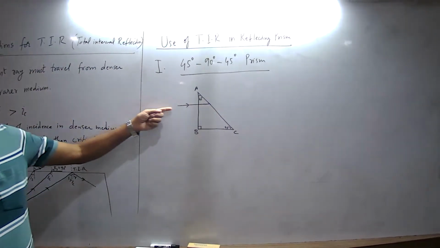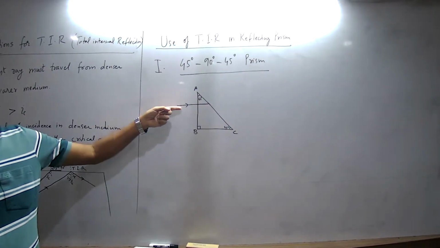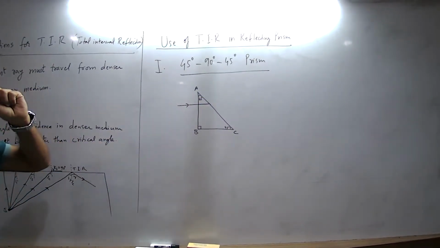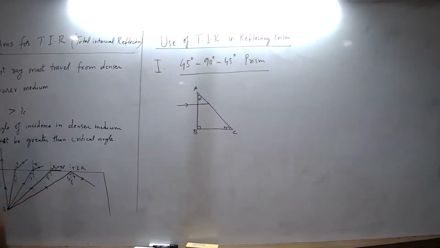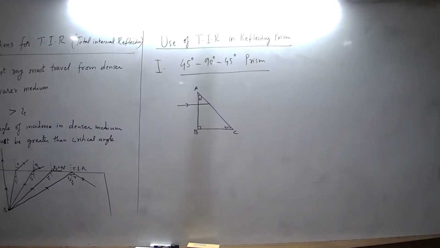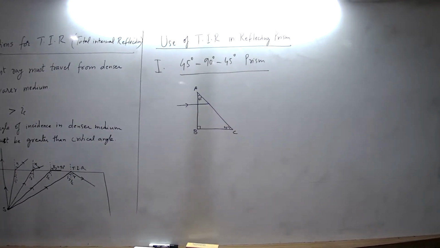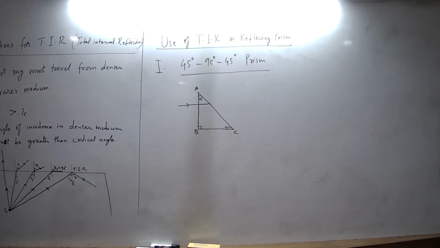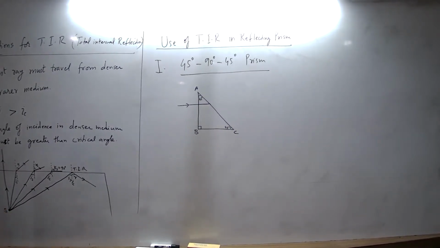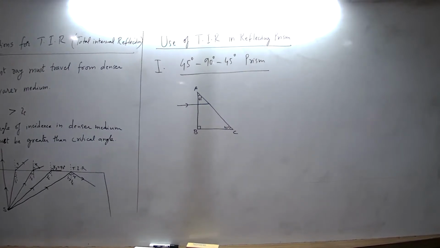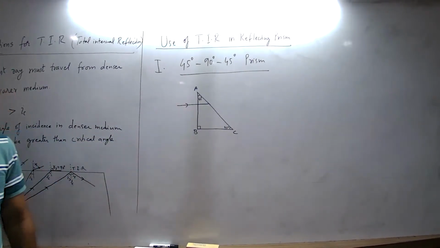So as the ray is incident along the normal, it will proceed without deviation inside the prism. What happens on face AC now? Why? Is it greater than the critical angle? What is the critical angle for glass? 42. And what is this angle of incidence?